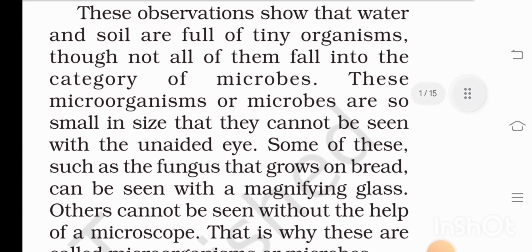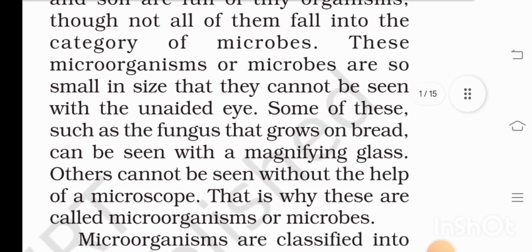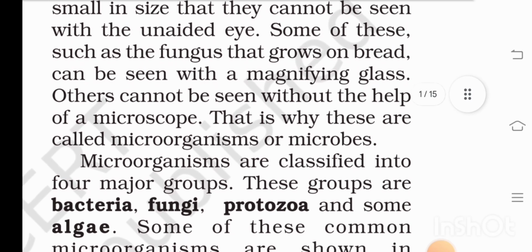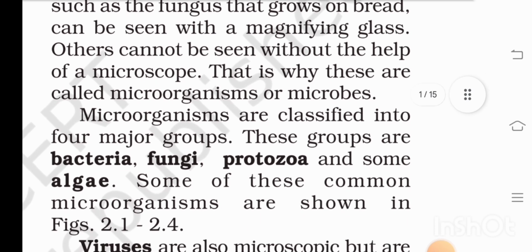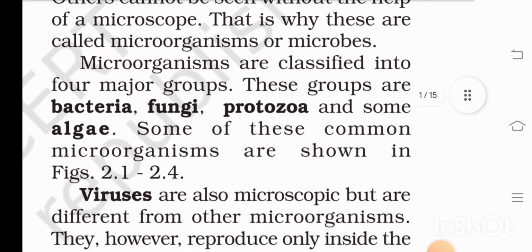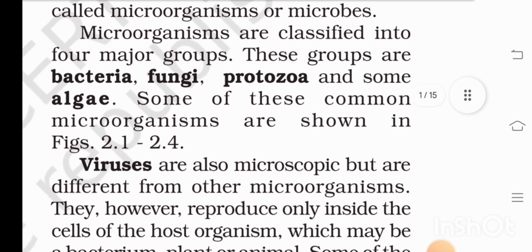Though not all of them fall into the category of microbes, these microorganisms or microbes are so small in size that they cannot be seen with the unaided eye. Some of these, such as the fungus that grows on bread, can be seen with a magnifying glass. Others cannot be seen without the help of a microscope. That is why these are called microorganisms or microbes.